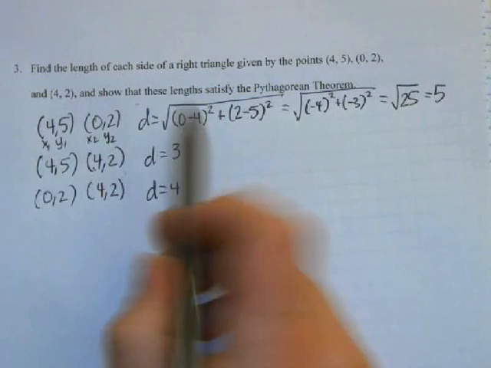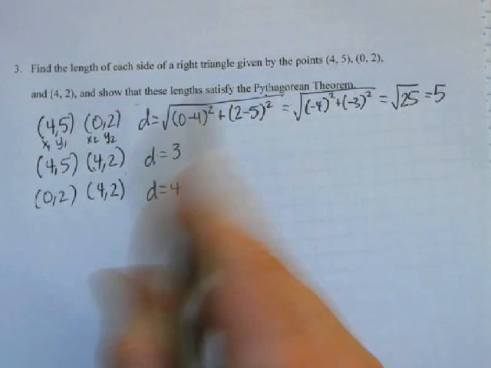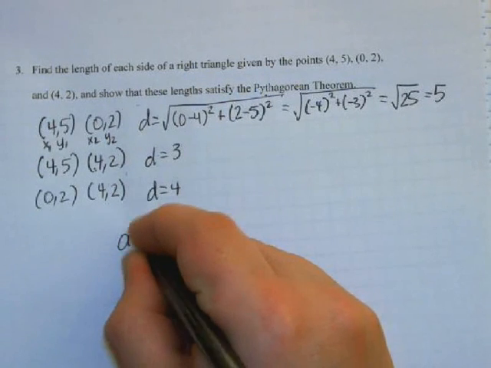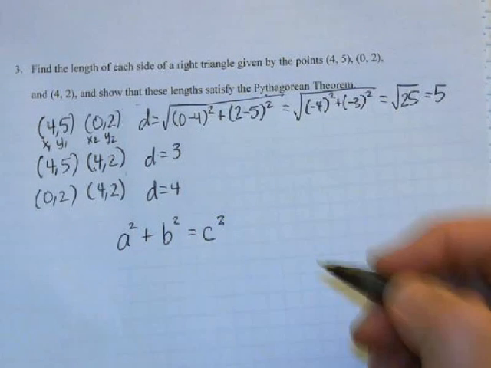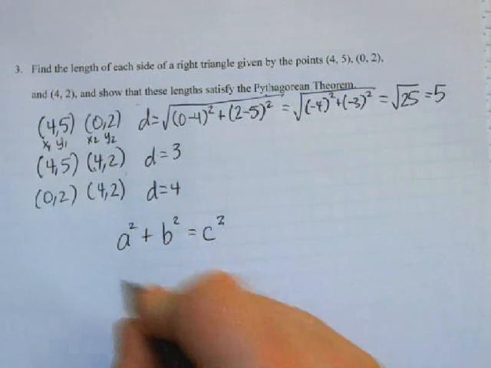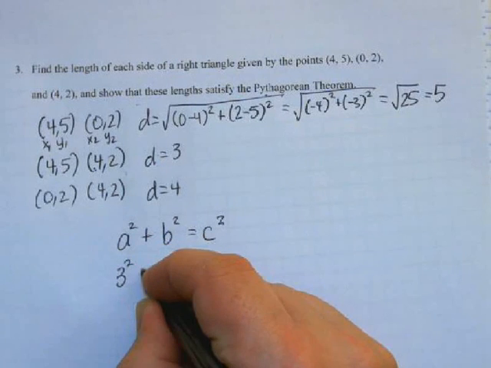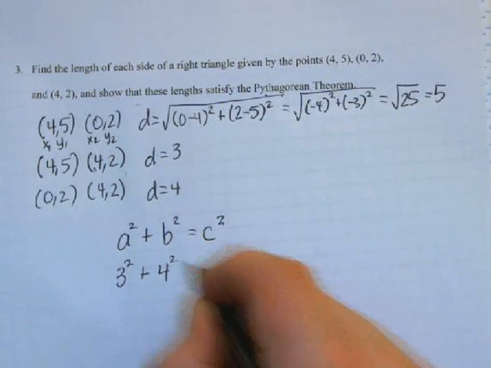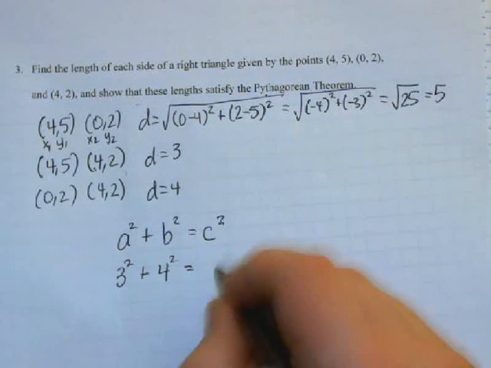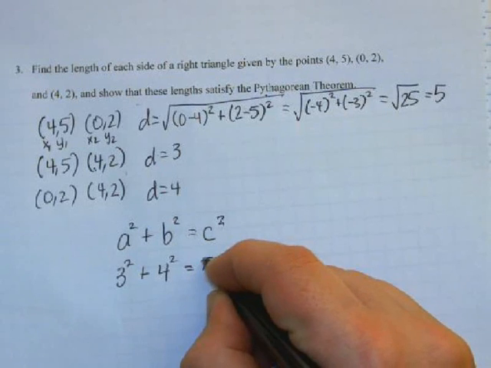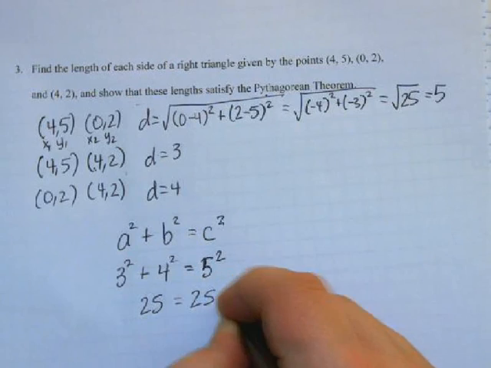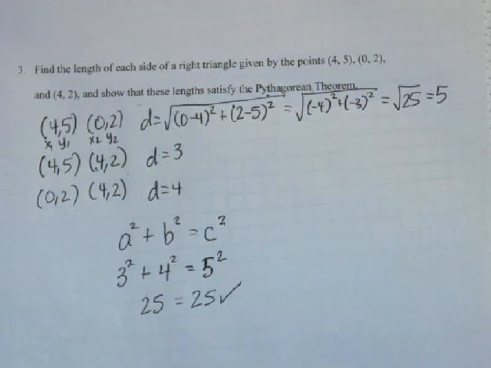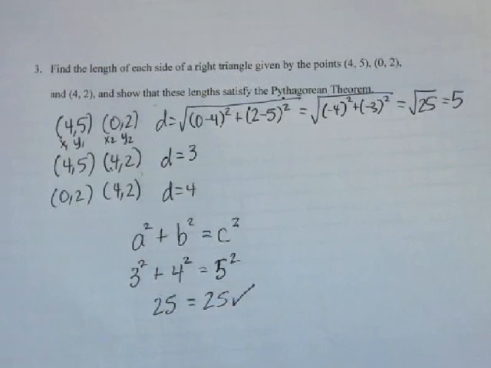Then to show that they satisfy the Pythagorean theorem, we know a squared plus b squared equals c squared. We'll take the two smaller distances and plug them in for a and b, and the hypotenuse c. And we get 25 equals 25, which shows that the lengths satisfy the Pythagorean theorem.